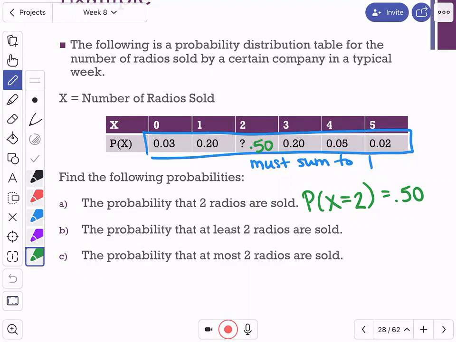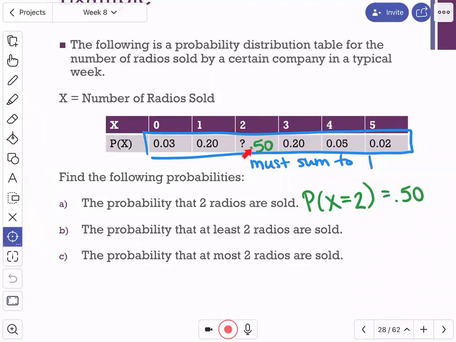2. Why do you say 2? Because 50% of them were 2. It looks like the highest probability is sitting at 2. Now, in a second, I'm going to show you how to calculate the actual average for this. But on average, it looks like we're selling about 2 radios per week.